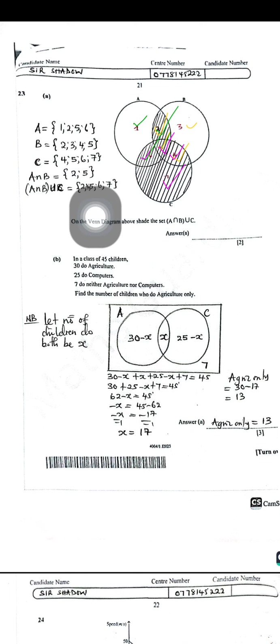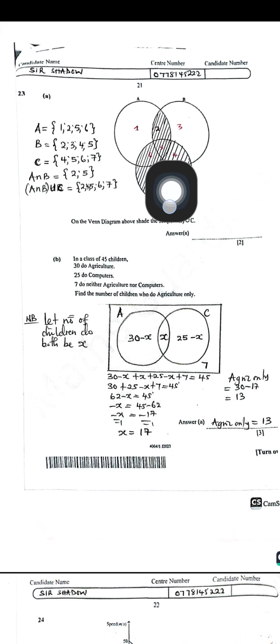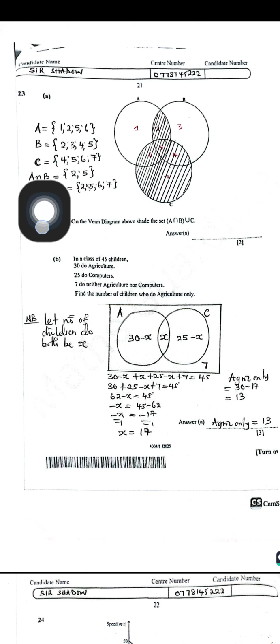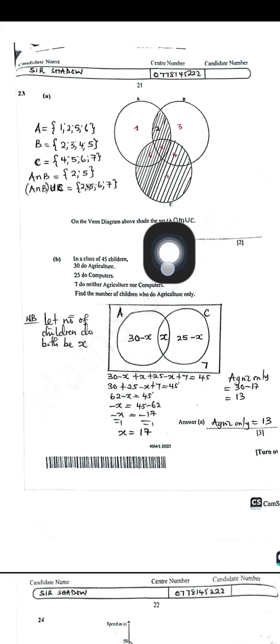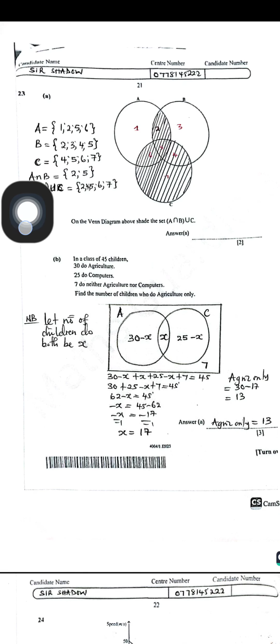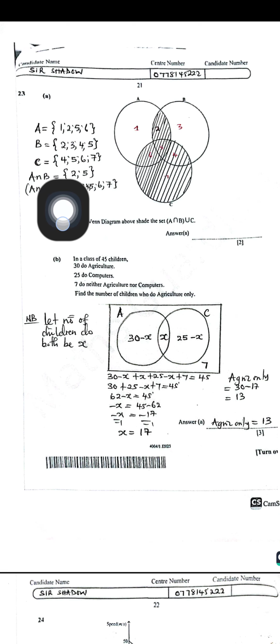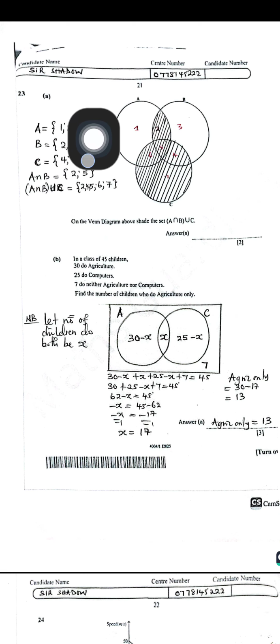Right. Then from there, since the question is saying on the Venn diagram, shade the set A intersect B union C. So first of all, let's find A intersect B. Remember, A intersect B are numbers which are found in both set A and set B, the common numbers. Let's check which numbers are common.